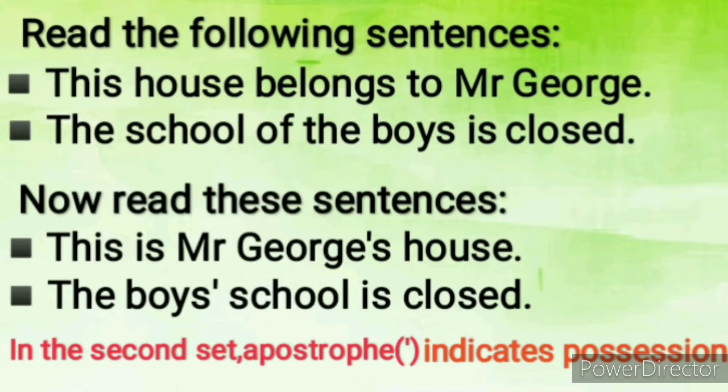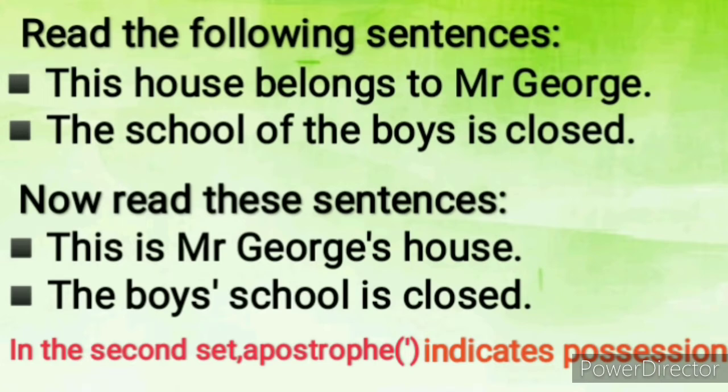Here are some more examples. Read the following sentences. This house belongs to Mr. George. The school of the boys is closed. Now read these sentences. This is Mr. George's house. The boys' school is closed. In the second set of sentences, we have used apostrophe to indicate possession. I hope possession is clear to you now.